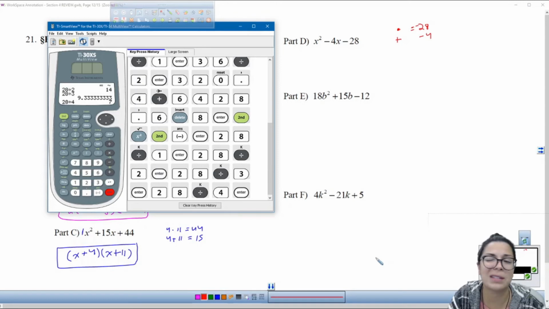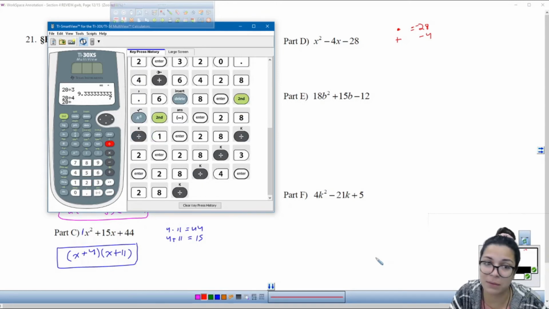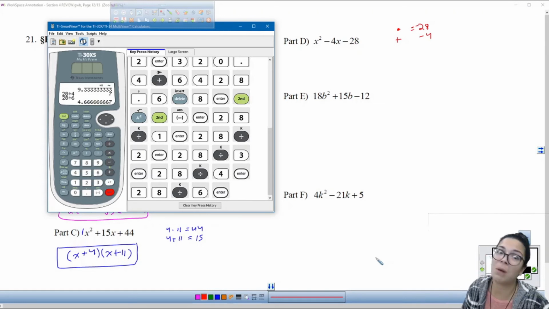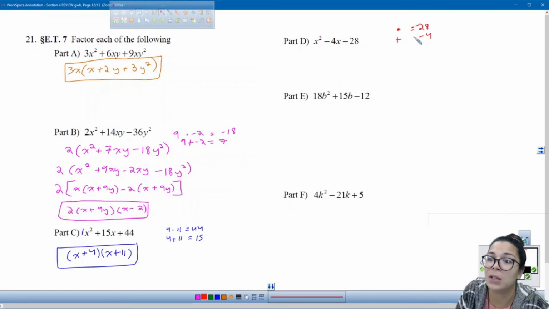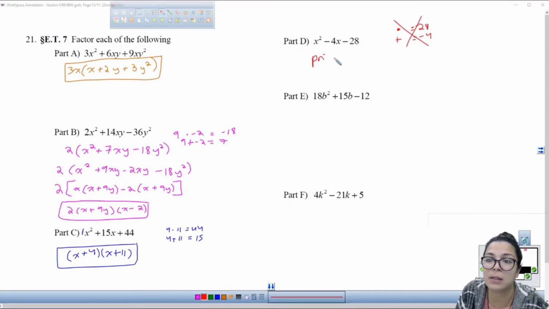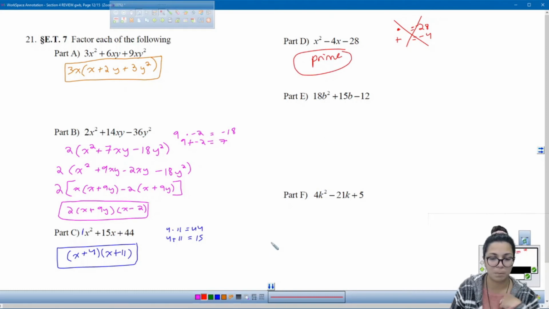4 plus negative 7 is not negative 4. 28 divided by 5, 5 is not a factor. 28 divided by 6, 6 is not a factor. And I get a result that is smaller than what I initially divided by. So guess what? This one does not factor. It is considered prime, not factorable. All right, moving on to part E.